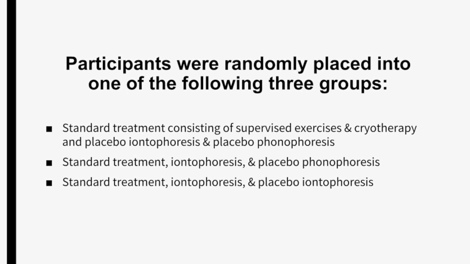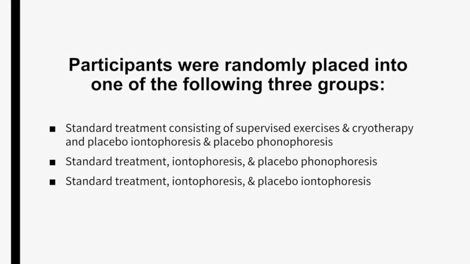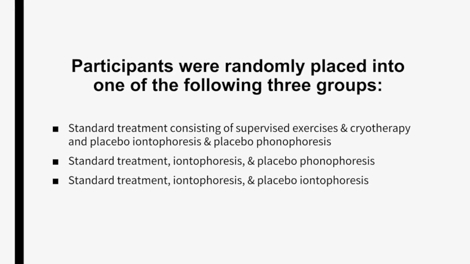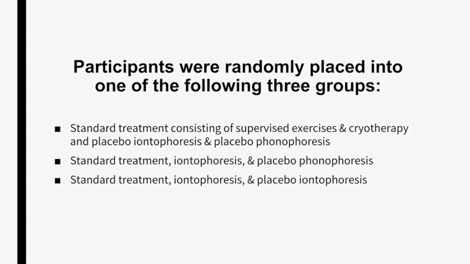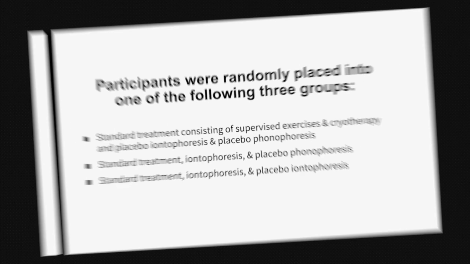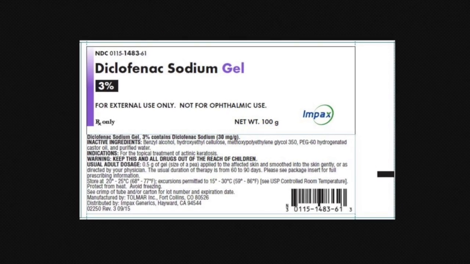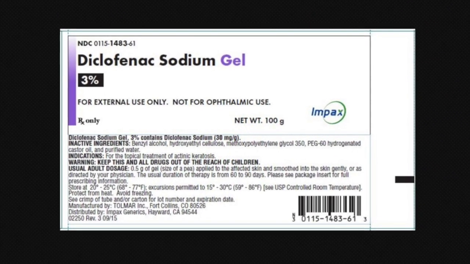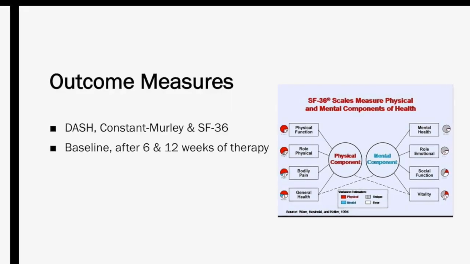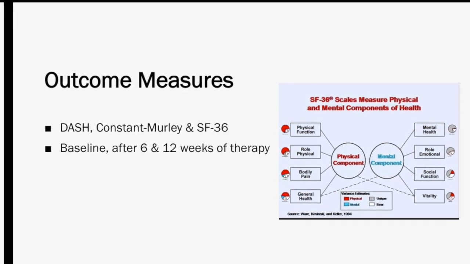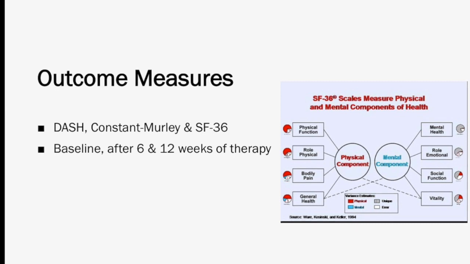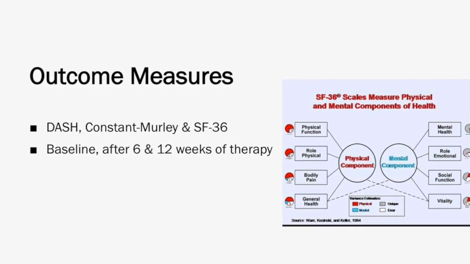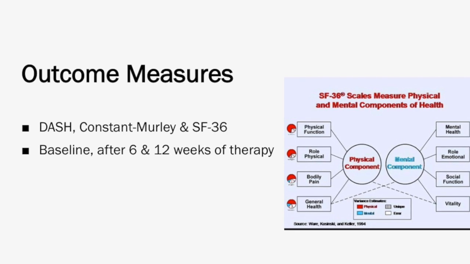Another group received standard treatment, iontophoresis, and placebo phonophoresis. The last group received standard treatment, phonophoresis, and placebo iontophoresis. The medication used for both modalities was sodium diclofenac. All participants received 5 daily sessions per week for a total of 15 sessions. The DASH, Constant-Murley, and the 36-item short-form survey were used to assess functionality, pain, range of motion, strength, and quality of life. The outcome measures were recorded at baseline, after 6 weeks, and after 12 weeks of therapy.